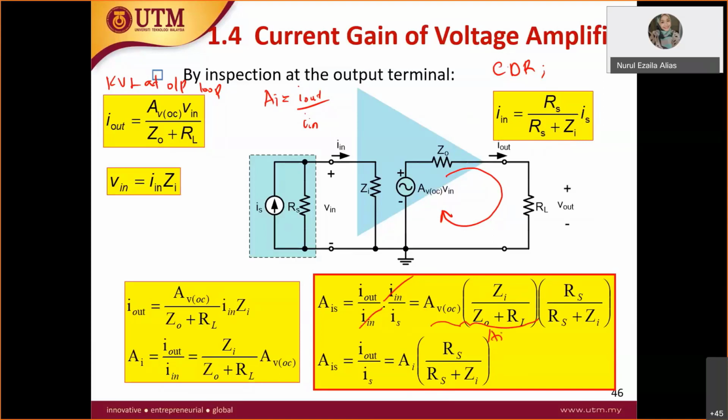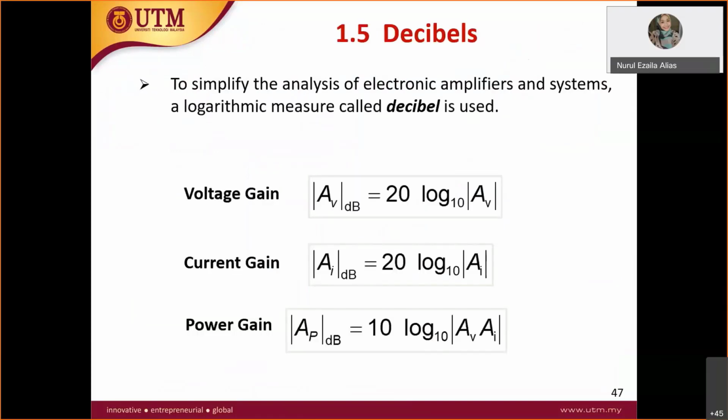Every time you find your gain, it must be in decibel. Decibel is a unit, so you have to convert it into decibel. You convert it as 20 log AV. Whatever AV value or AI value you got, you take 20 log of the value, and finally you get it in decibel.